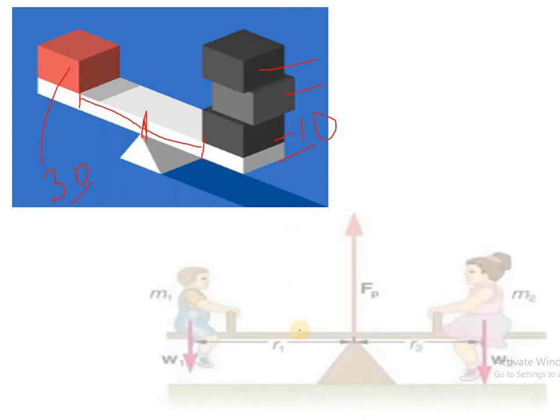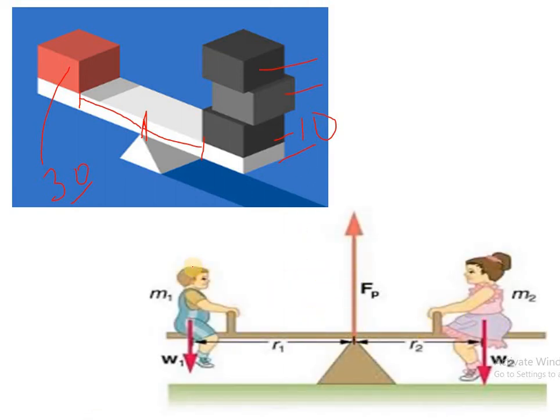And another example is, here you can see there is a boy whose mass, suppose, is m1, and here is a girl whose mass is m2. Now from the diagram you can see that m2 is greater than m1. Now in this case, if we have to balance this system without changing the mass, then we can change the distance. Here you can see this is R2 and this is R1. R1 is the distance from the center to the boy and R2 is the distance from the center to the girl. So this R2 is less than R1.